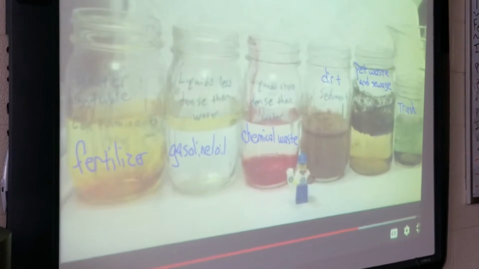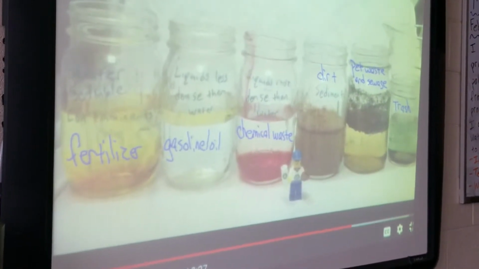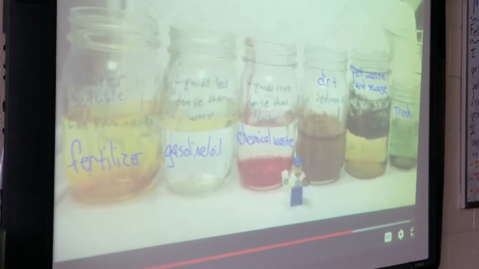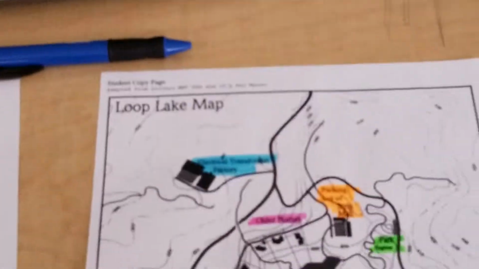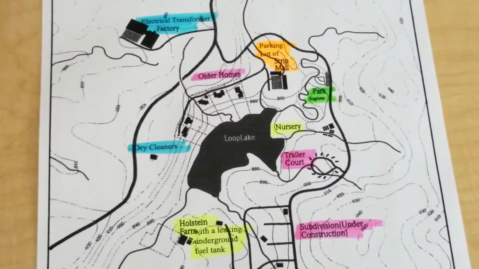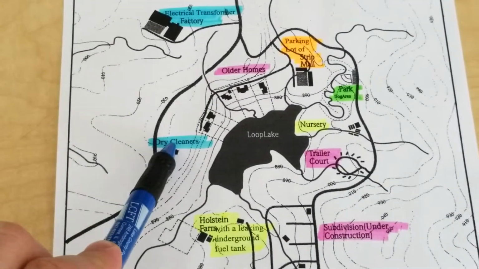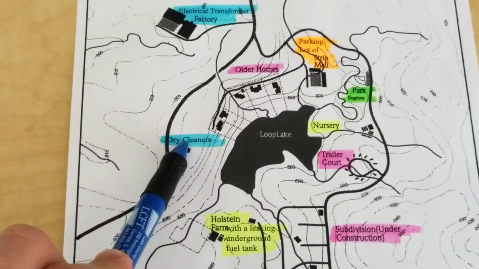You can see that the water above the chemical waste is still clear, and then the chemical waste is sitting below it. So that is our review on number 4. Then you just had to locate your property on the map. Since we just did the dry cleaner, I'm going to go ahead and locate the dry cleaner. It's right here.